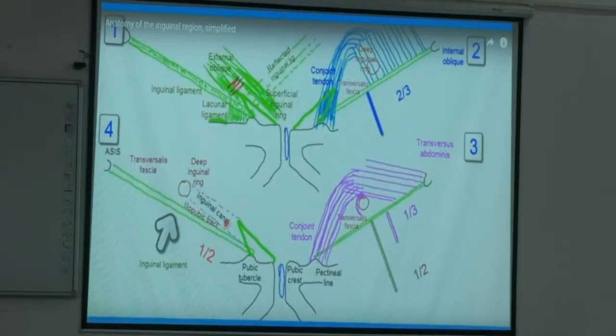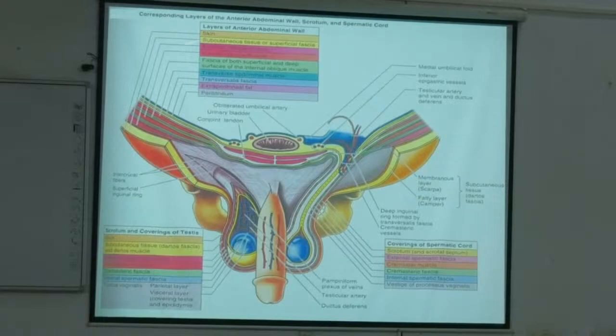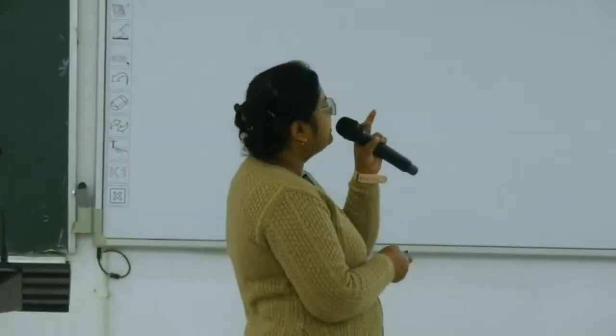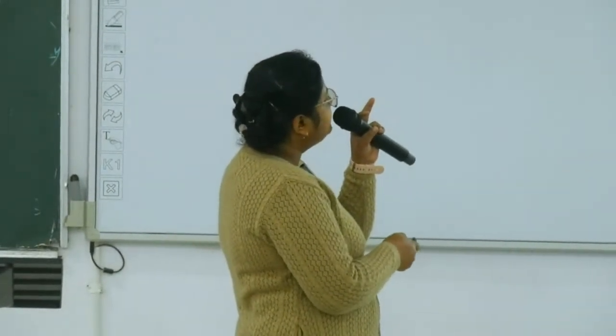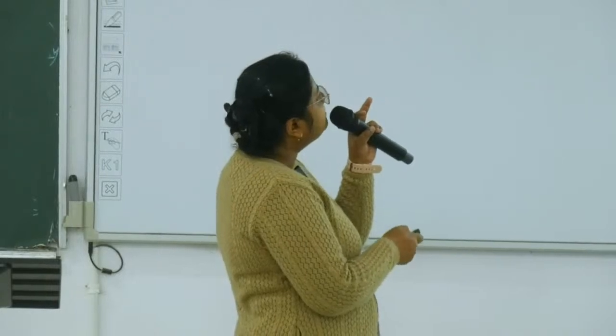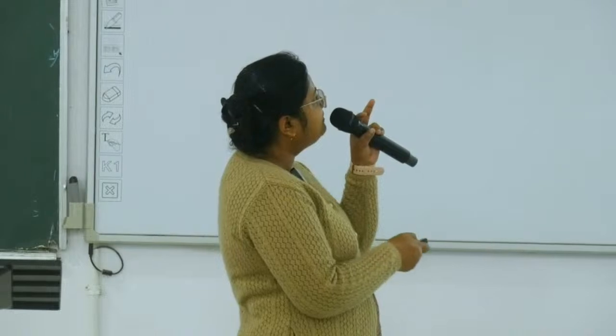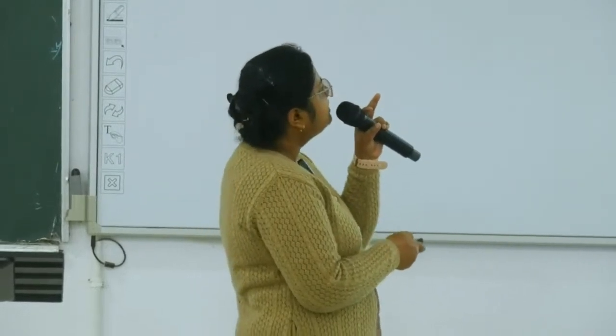Okay. Next, so these are the coverings, layers of the anterior abdominal wall from superficial to deep. You can see skin, then superficial fascia. Superficial fascia consists of two layers, outer fascia of Camper, which is a fatty layer, and inner membranous layer. Okay, and then there are muscles, external oblique muscle, then internal oblique, then fascia of both superficial and deep surfaces of the internal oblique.